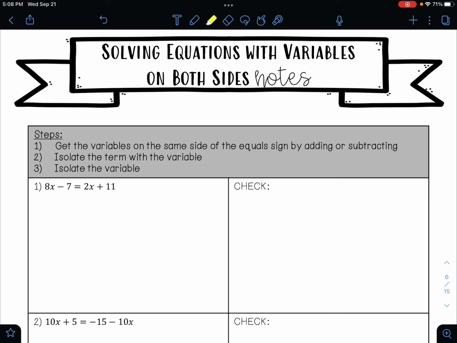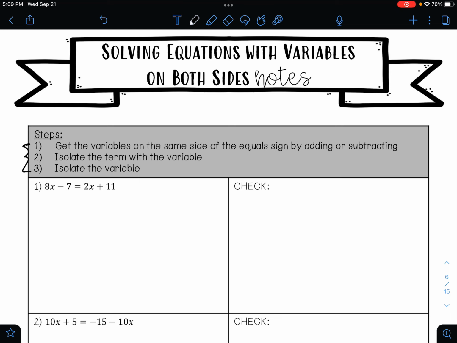In this video, we're going to learn how to solve equations with variables on both sides of the equal sign. So you'll notice here that we have these three steps.